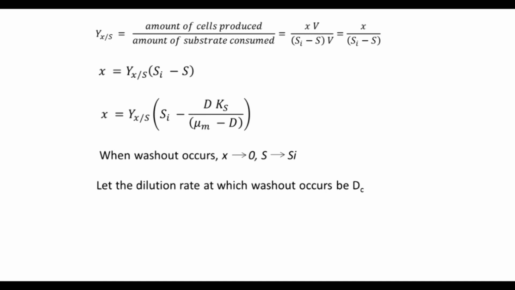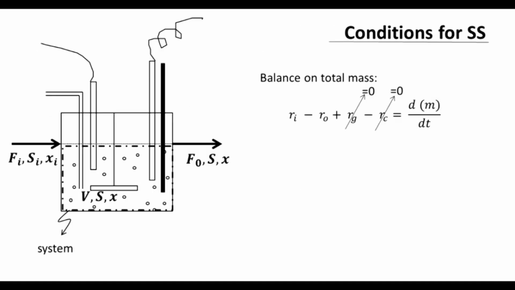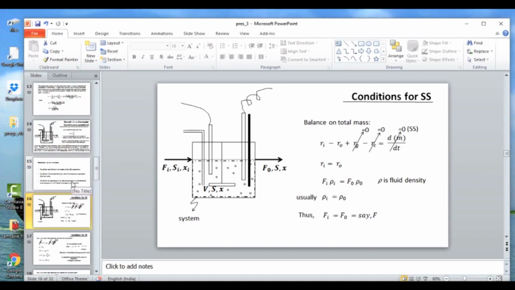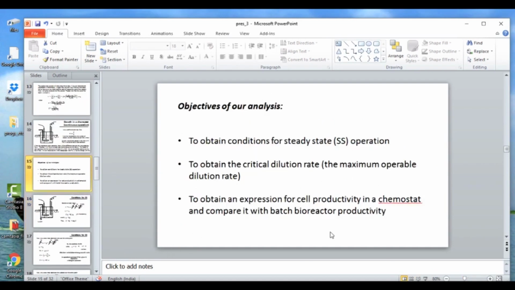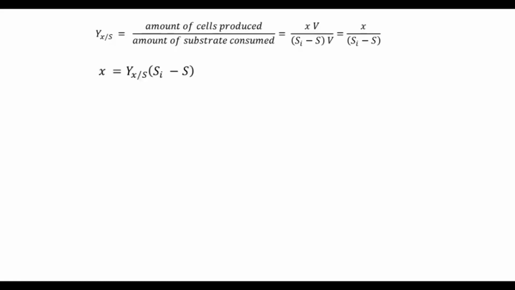Now, while we are going through all these things, let us also recall why we are doing these things. We are looking at conditions for the steady state operation. Right. The objectives of our analysis were to obtain conditions for steady state operation, and to obtain the critical dilution rate, the maximum operable dilution rate. That is what we are looking at now through a lot of algebra. When you're doing the algebra, it's good not to lose sight of this. That's why we need to remind ourselves as to what we are doing. Now let's get back. Yes, we were here.